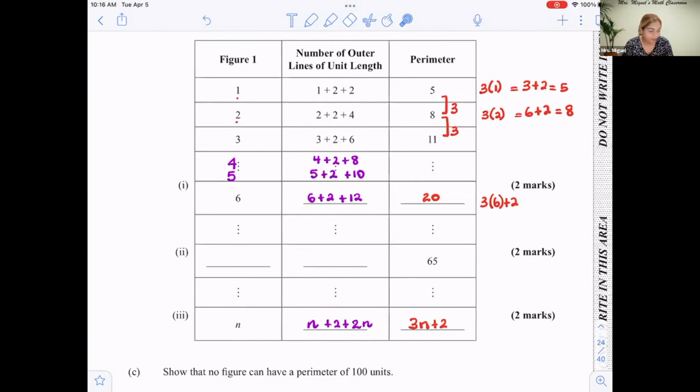So we want to get the figure number here. But the only information I have in this row is this number, 65. And this 65 pertains to this formula. So by putting 3n plus 2 equal to 65, I can solve for n. The opposite of plus 2, if I take it across, is minus. 3n is 65 minus 2. So 3n is equal to 63. And just like any variable, to find n, we simply divide by the number in front. So we divide by 3. n is equal to 21.